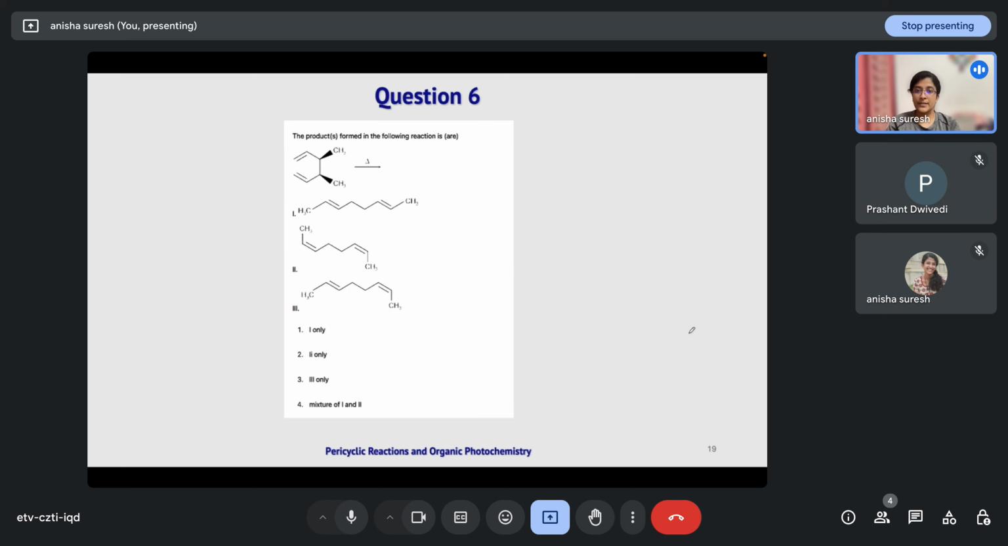Now coming towards the options. So here both the alkenes are E, E. And here both the alkenes are Z. This is the option having one E alkene and one Z alkene. So the only product that will be forming is 3. So option 3 is the right answer. Is this clear?